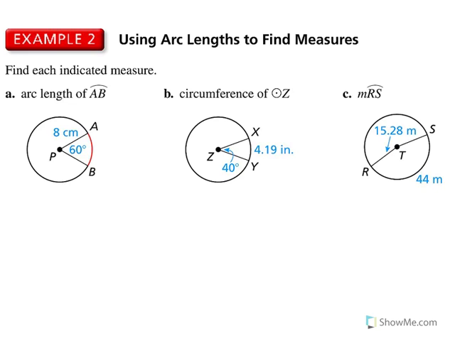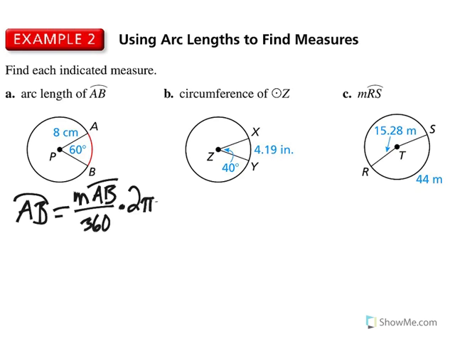So when we do this first one, we want to find the indicated measure, so we're going to find the arc length of AB. So AB, okay, is what we're looking for. So the arc is equal to the arc measure over 360. So we're going to do measure of the arc over 360 times the circumference, so times 2 pi r. Okay, so now I just have to plug these parts in.